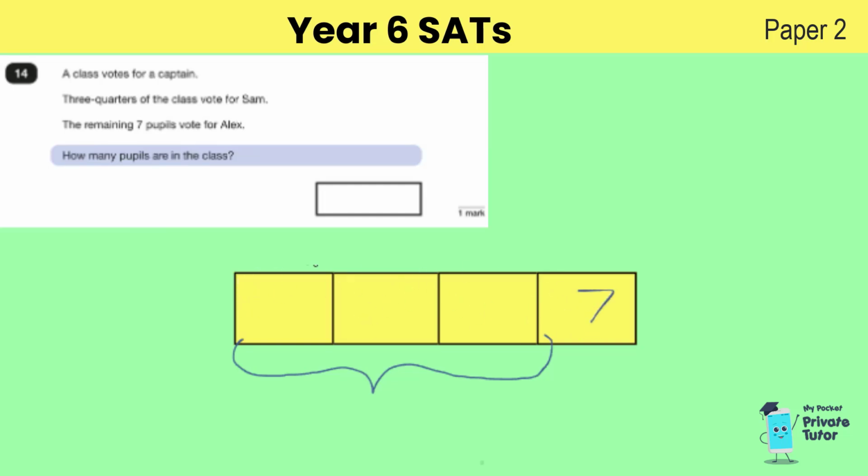Now these are quarters, so they're all going to be the same. So if we know that the remaining quarter is 7, we know all of them are going to be 7. And we can use that to figure out how many pupils are in the class. It's simply 7 times 4, 4 lots of 7, which is 28.